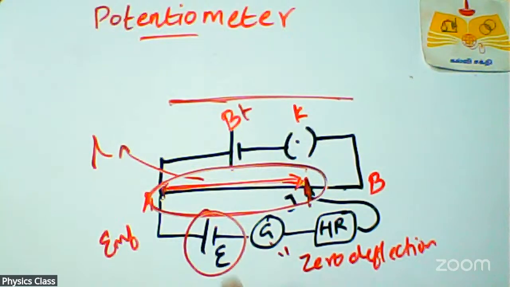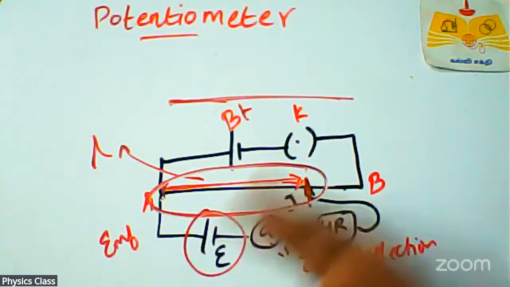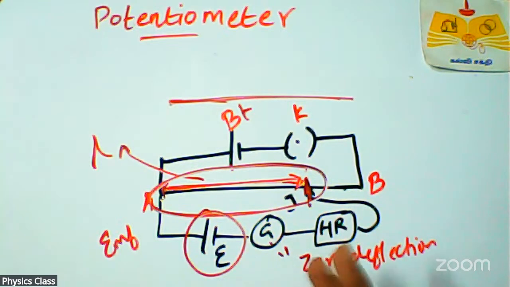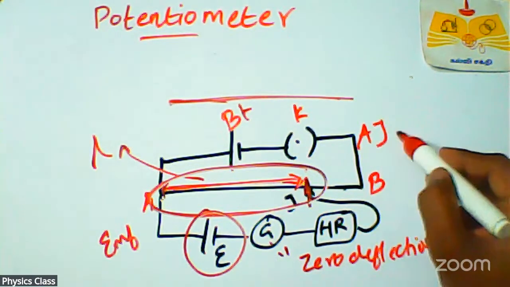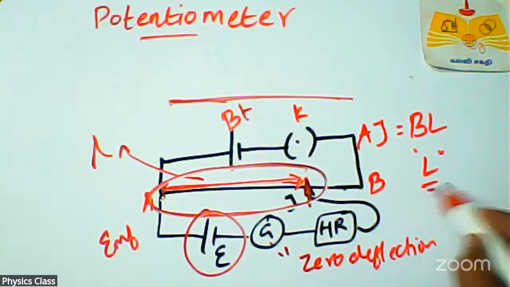Once the EMF of the cell is balanced on the wire by the potential difference, the galvanometer shows 0 deflection because no current flows through the galvanometer. That length is called the balancing length. Here AJ is the balancing length, denoted as L.